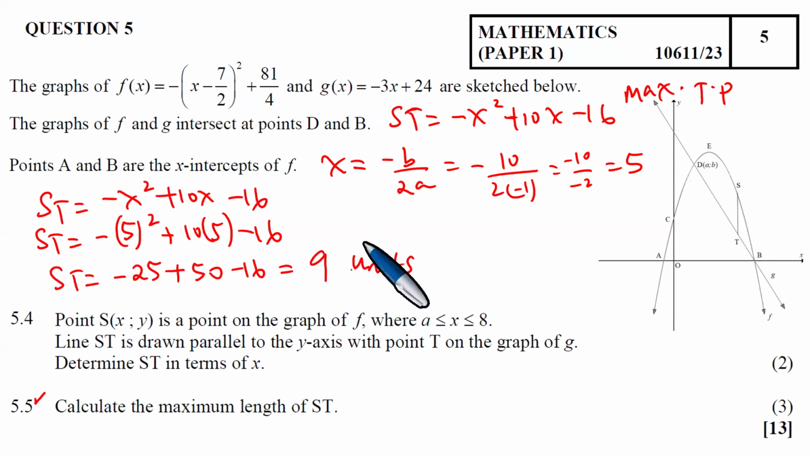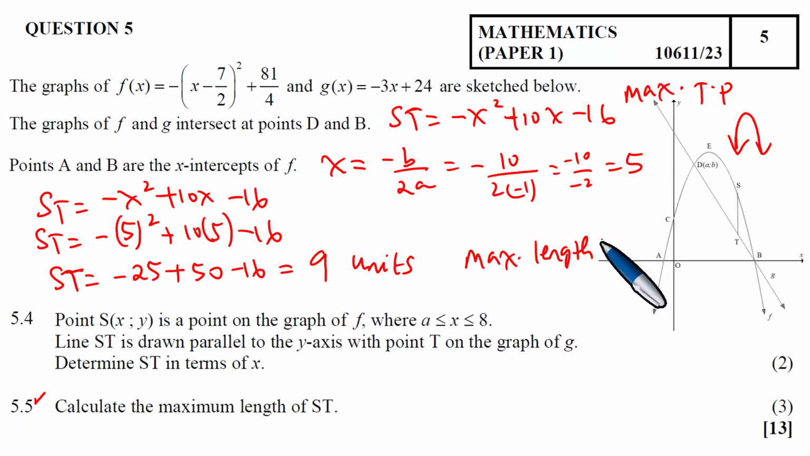Because the shape of ST is quadratic and the coefficient of x squared is negative, it's going to have a maximum vertex, like so, allowing ST to have exactly 9 units. And this is the maximum length of ST.